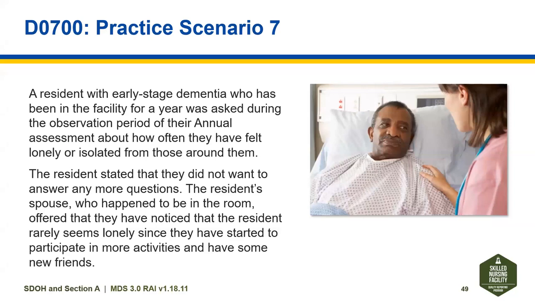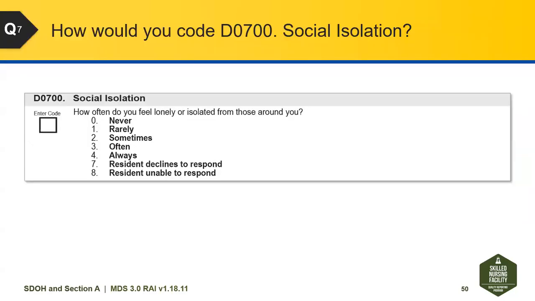So let's try this practice scenario for D0700. A resident with early stage dementia who's been in the facility for a year was asked during the observation period of the annual assessment about how often they have felt lonely or isolated from those around them. The resident stated that they did not want to answer any more questions. The resident's spouse, who happened to be in the room, offered that they have noticed that the resident rarely seems lonely since they have started to participate in more activities and have some new friends. Based on the scenario we just reviewed and the response choices available, how would you code D0700 social isolation?